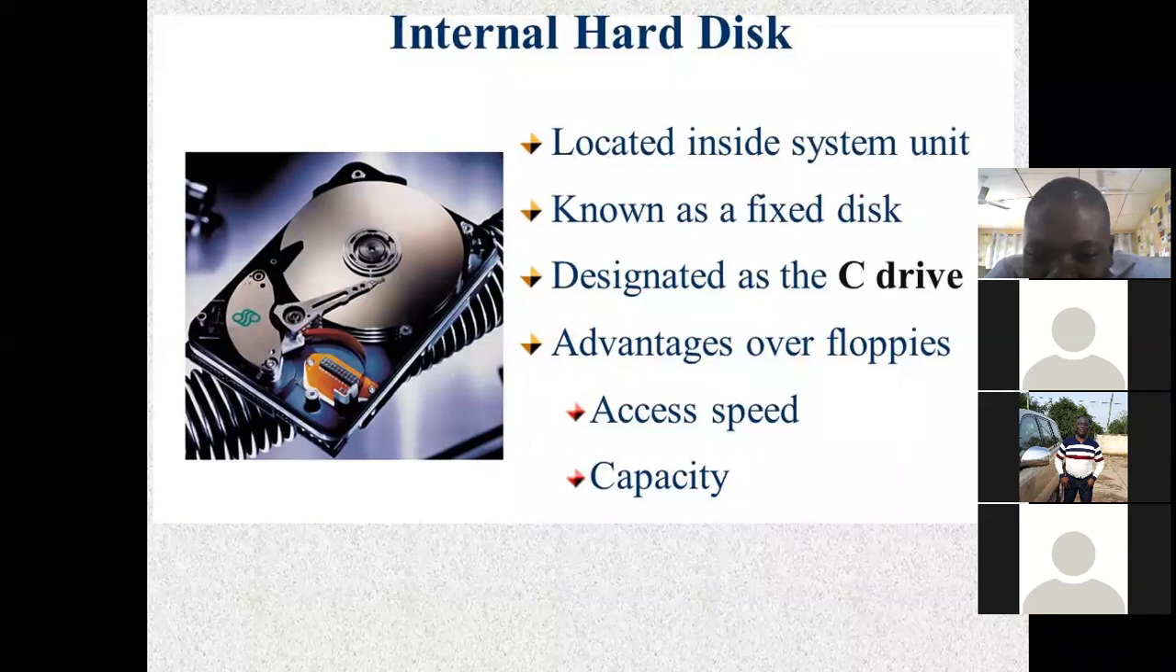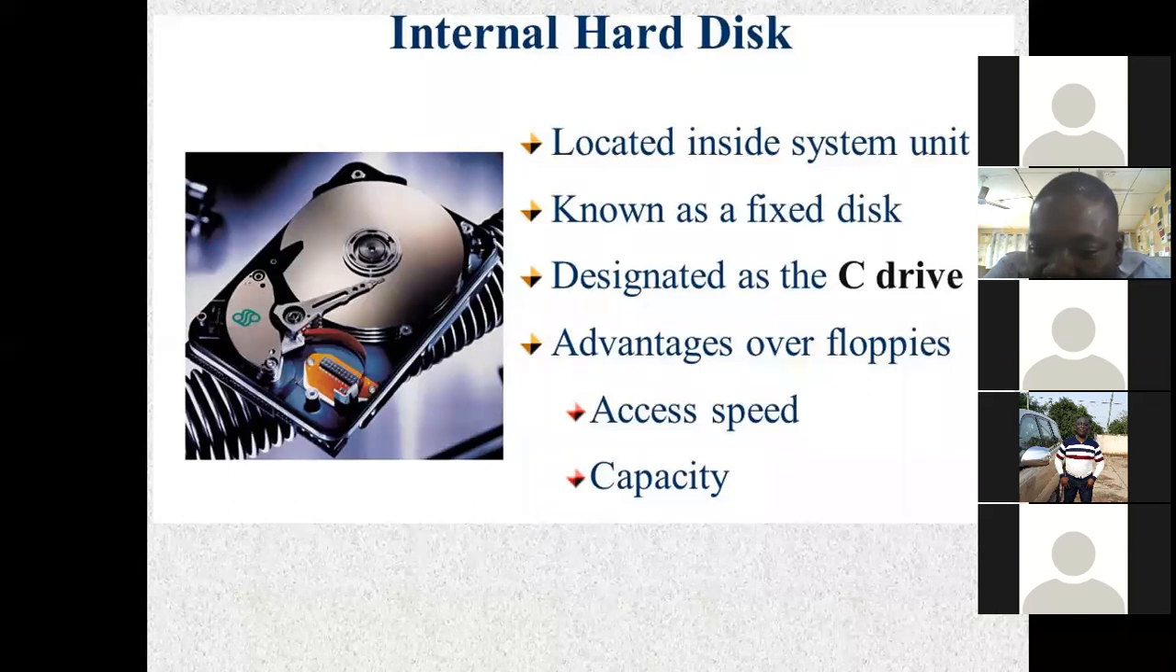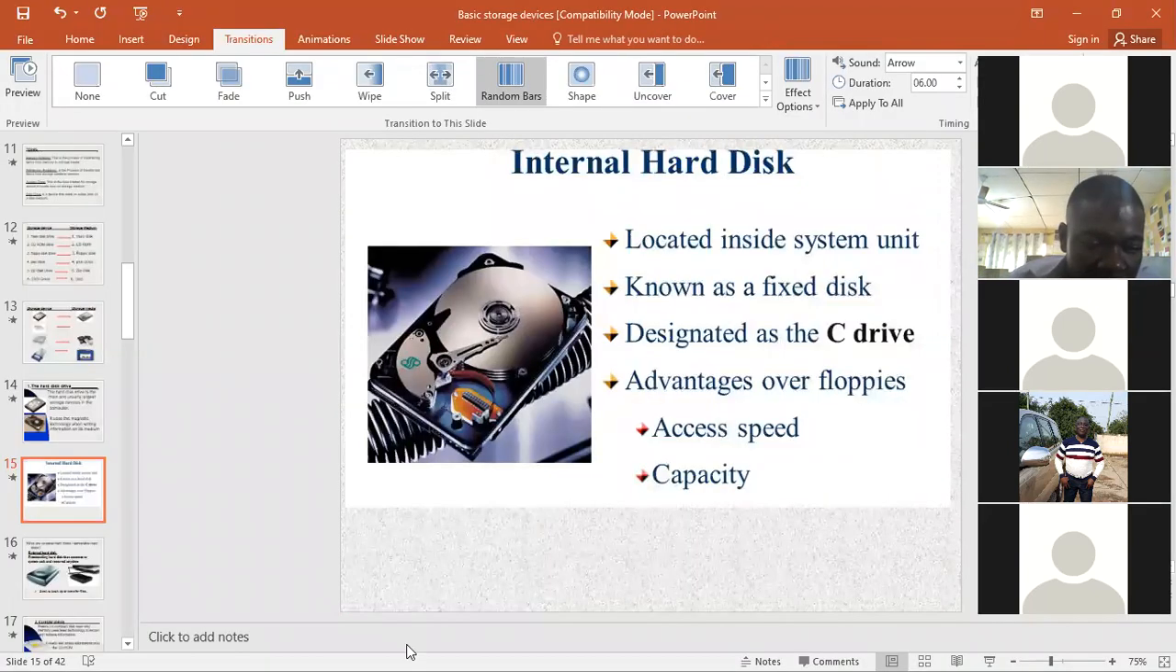A drive letter is a single alphabetic character A through Z. Now, drive letters are just special letters assigned to storage devices in order to help you identify them. So drive C is the drive letter for the internal hard disk, and it's written like this. Let me show you.